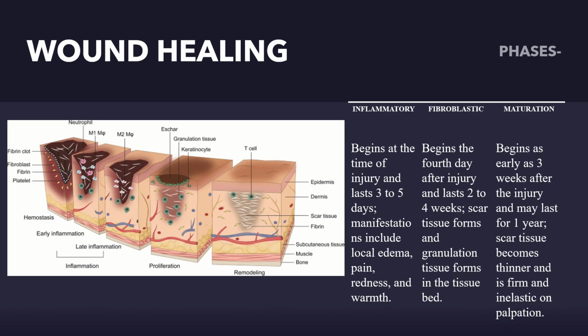The last phase is the maturation phase, which begins as early as 3 weeks after the second stage, and it lasts up to a year. In this maturation stage, when we palpate, the scar tissues that are formed at the bed of the injury have now come up; they become thinner, firmer, and inelastic on palpation. So these are the 3 stages that we can see in wound healing.